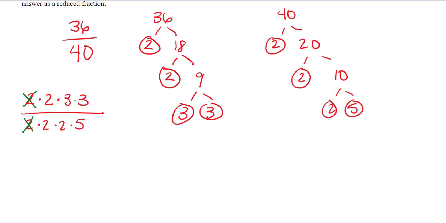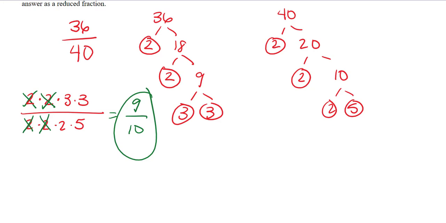So that would cross out those. What about this 2 and this 2? And then we have 3's on the top and a 2 and 5 on the bottom. So that's it. What are we left with? Well, 3 times 3 is 9 and 2 times 5 is 10. So we're left with the fraction 9/10.